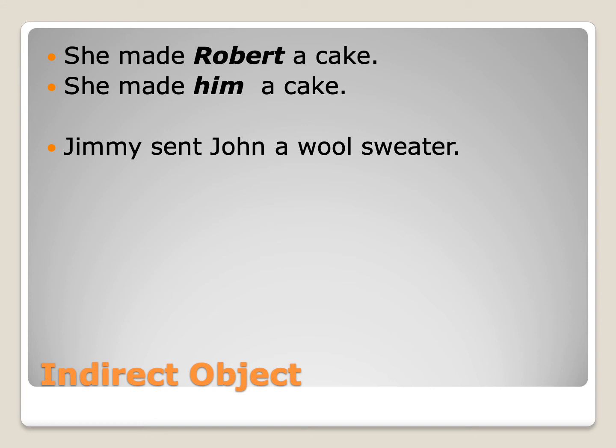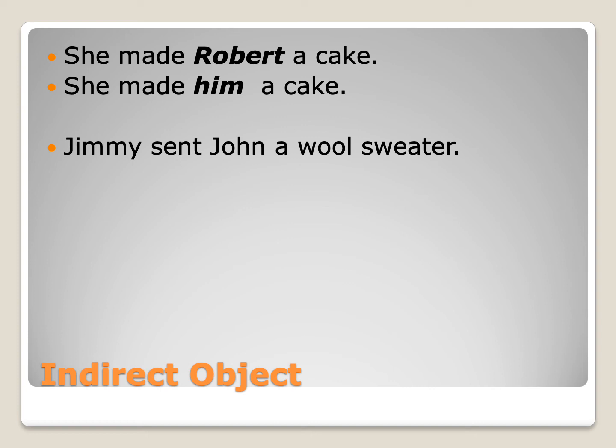So sent is my verb, right? That's the action of the sentence. Who's doing the sending? Jimmy. Jimmy is sending whatever's being sent. So he's the subject because he's creating the action. What got sent? A wool sweater. So if the wool sweater is receiving the action, it's the one being sent. It's my direct object. Who got the wool sweater? John. So he's my indirect object.